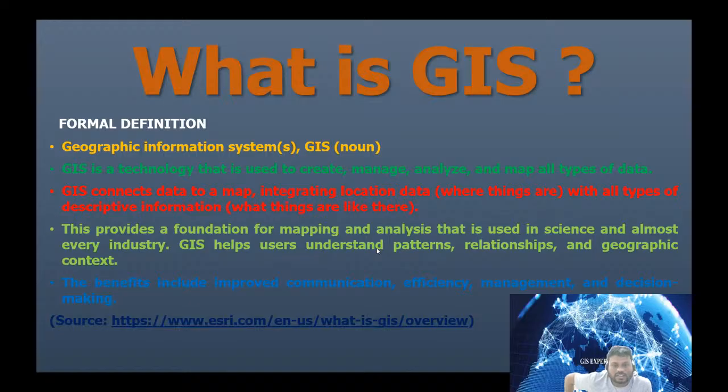This provides a foundation for mapping and analysis that is used in science and almost every industry. GIS helps users understand patterns, relationships, and geographic contexts. So the benefits include improved communication, efficiency, management, and decision making. Why do we need GIS?